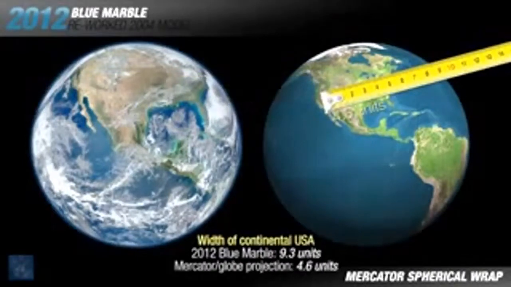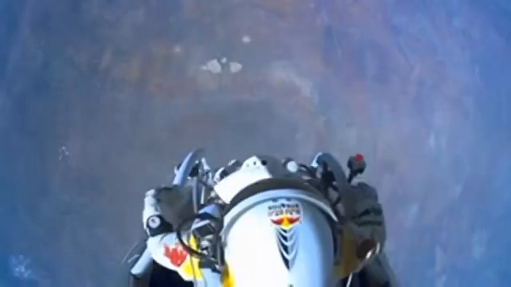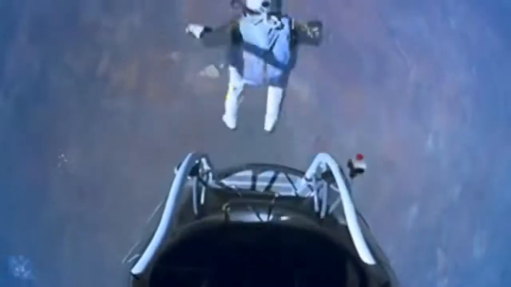So this 2012 globe sticks out like dog's balls, and also in 2012 you had the Felix Baumgartner jump, which, as we all know, is shot with a wide-angle lens, a fisheye lens, causing the horizon to curve to a ridiculous degree. So again, that sticks out like dog's balls.